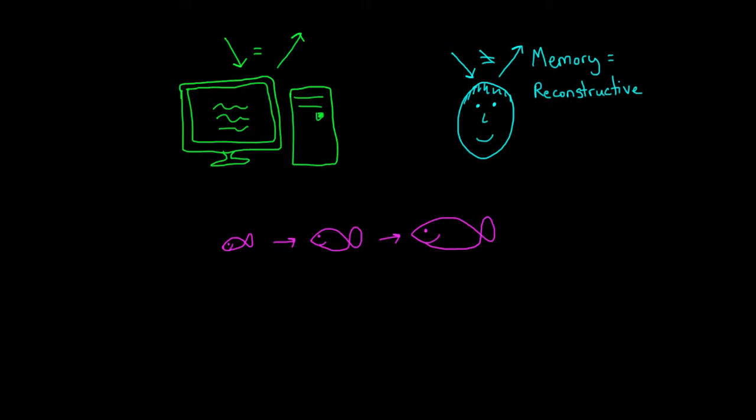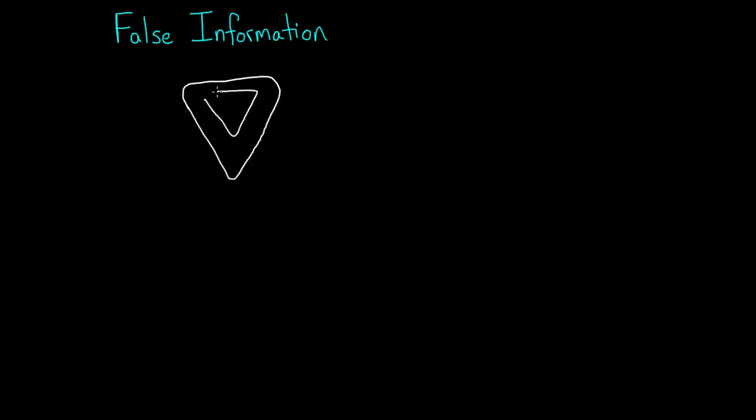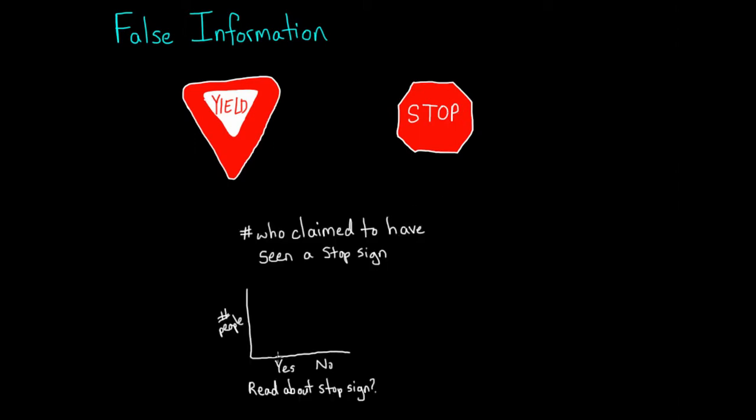Another factor that can affect our ability to retrieve accurate information is receiving false or misleading information after we encode something, but before we try to retrieve it ourselves. For example, one study had people watch a video in which a car stopped at a yield sign. After the video, participants received a written description of it, and some of those descriptions had false information. They said that the car stopped at a stop sign instead of a yield sign. And people who got this description were more likely to report they'd actually seen a stop sign in the video than people who didn't get this description.